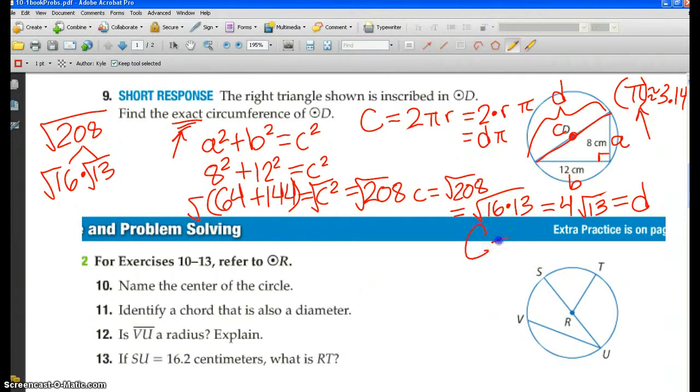So circumference is equal to diameter times pi, in this case 4 square root of 13 times pi, and we're just going to rearrange this, put it in standard form. So 4 pi square root of 13. Correct units, centimeters. There we go. And that's the check for understanding.